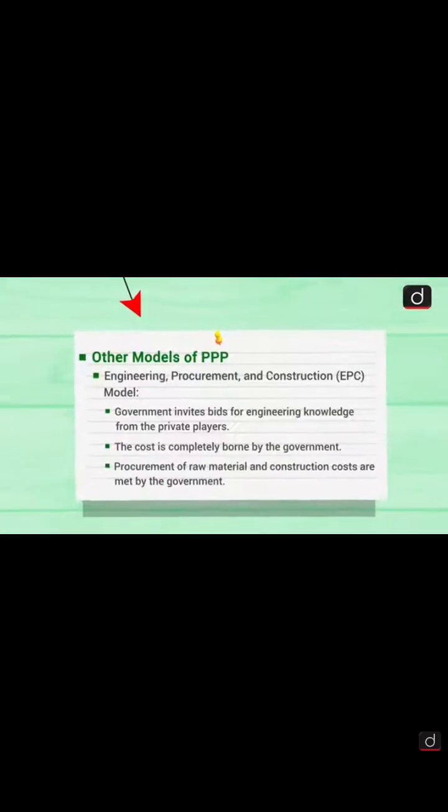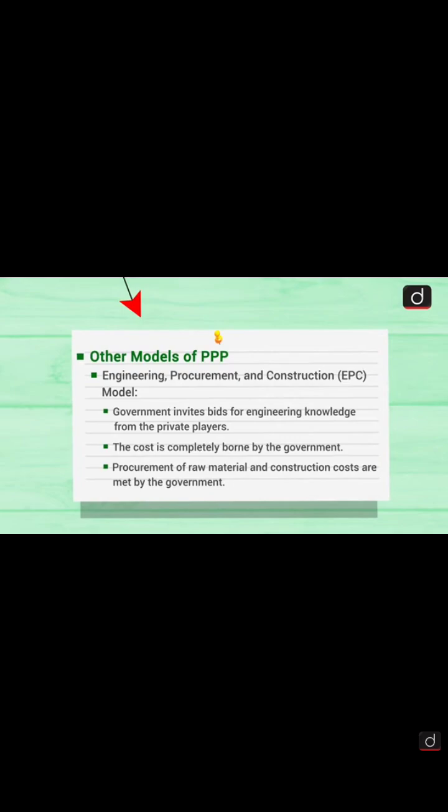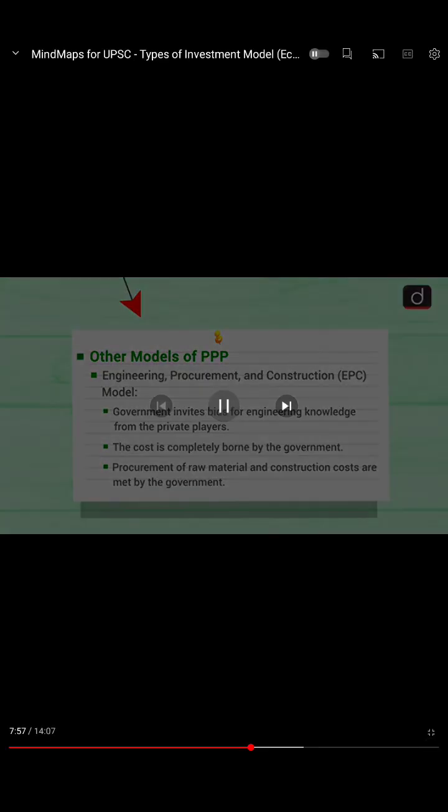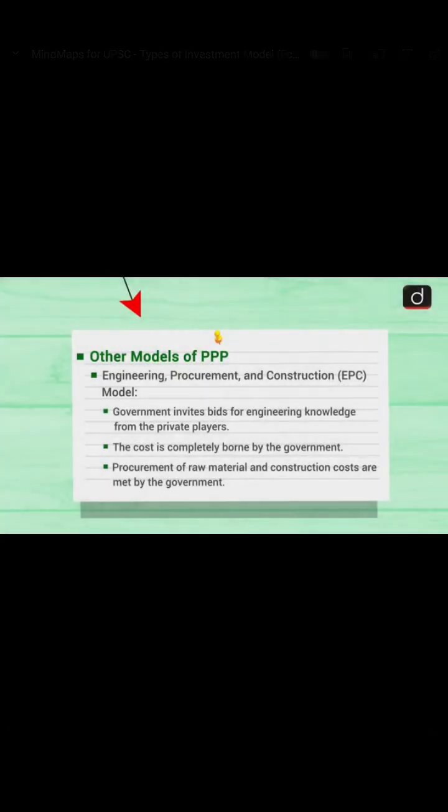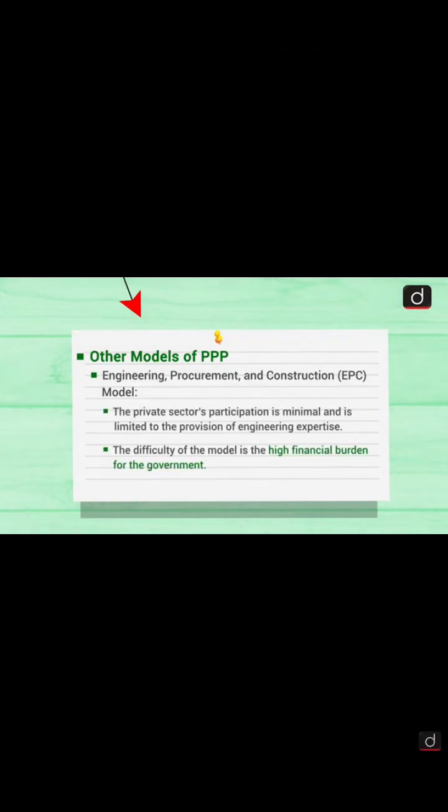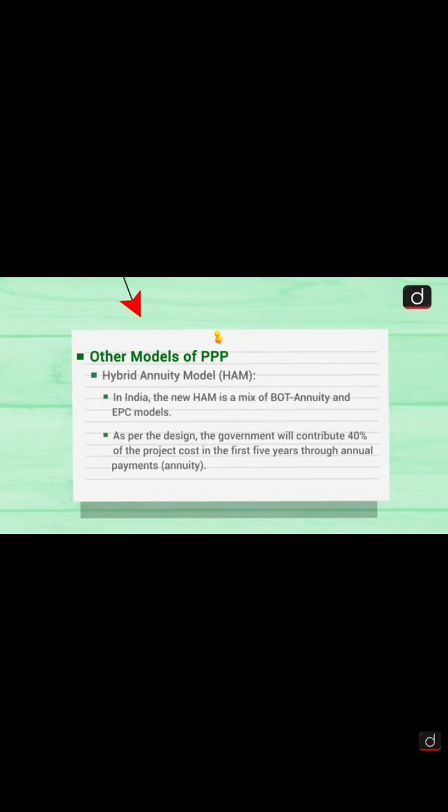Okay, so we know other models of PPP. In the engineering, procurement, construction model, the government invites bids for engineering knowledge from private players. The cost is completely borne by the government here, and procurement of raw material and construction costs are met by the government. So in the engineering, procurement, construction model, private sector participation is very minimal and is limited to the provision of engineering expertise. The difficulty of the model is the high financial burden on the government.